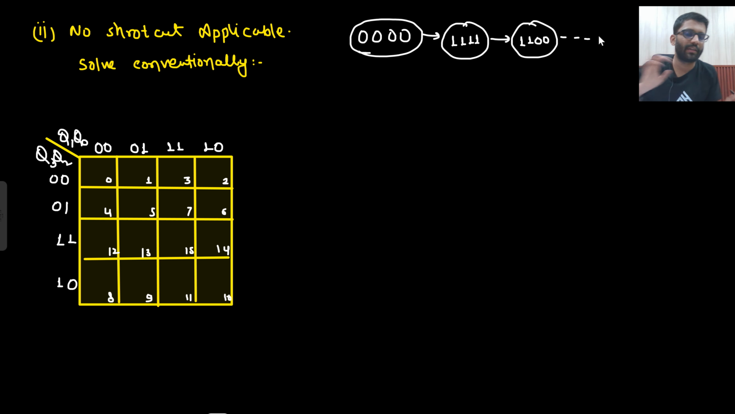So this is how you are going, right? You are not starting from the maximum one. If you are not starting from the maximum one, that means no shortcut is applicable. No shortcut applicable. You have to solve conventionally.